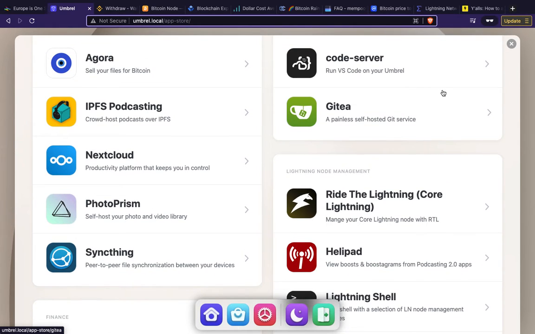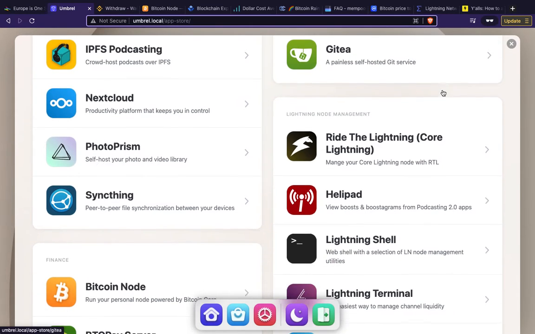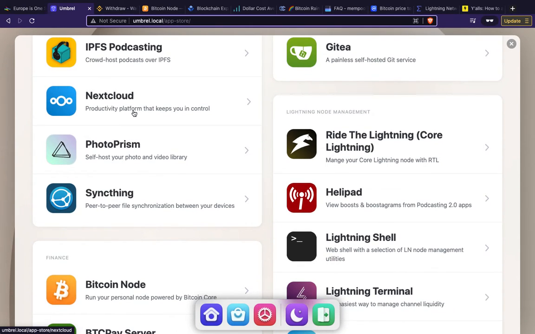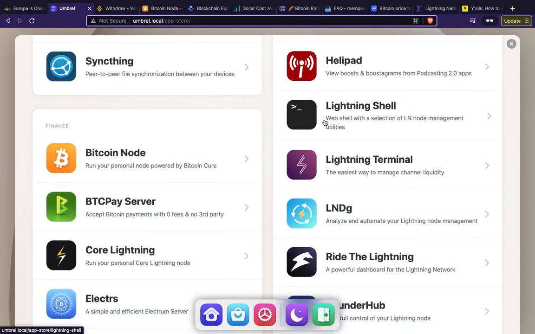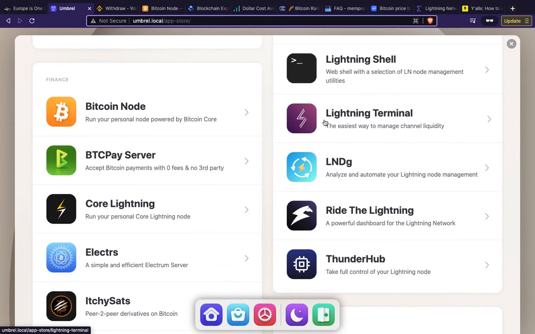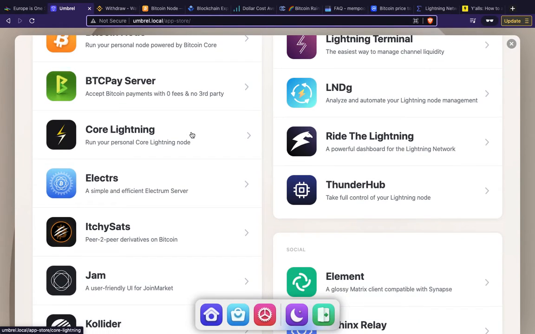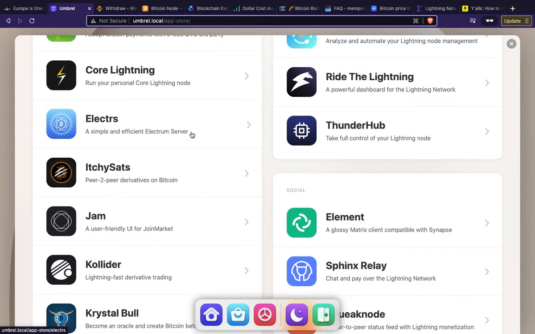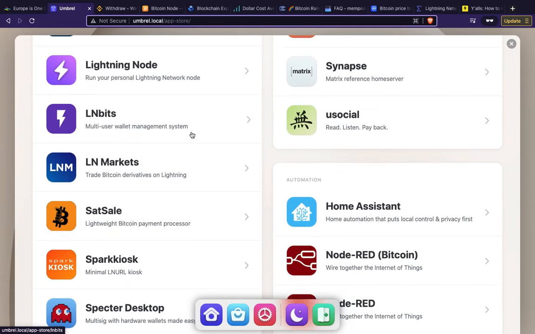You have Agora, to sell your files for Bitcoin. This is Nextcloud, a productivity platform that keeps you in control, and you have the Lightning node, Lightning Terminal. You have BTCPay Server, which lets you set up on your website a server to accept Bitcoin, right? And you have Core Lightning. So you have all those apps building on top of Bitcoin, right?